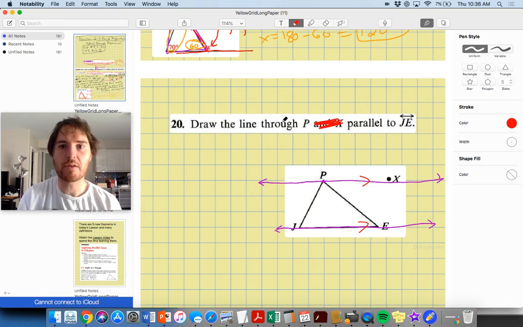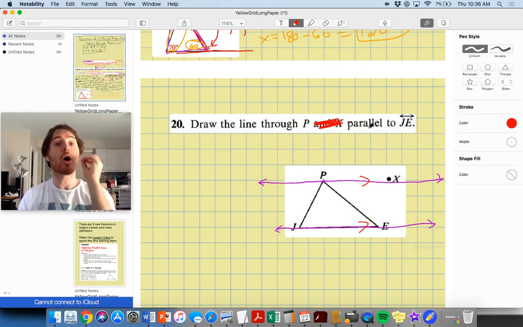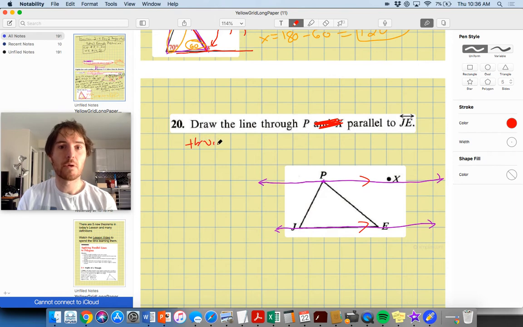So I'm going to cross this out. Draw the line through P parallel to JE. Are you allowed to do that? Yes, you are allowed to do that, right? Through a point outside the line.